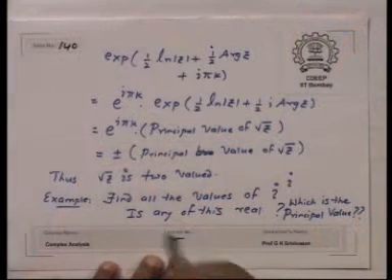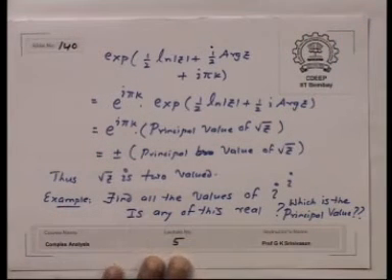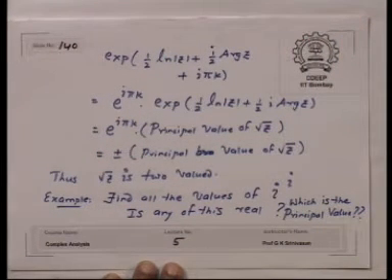Okay? Is it clear? Alright. So, the root z is two valued, correct?